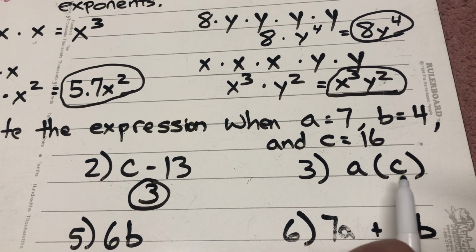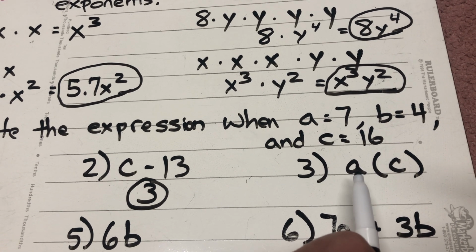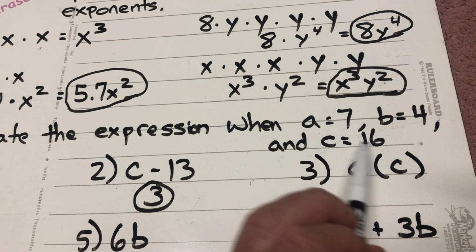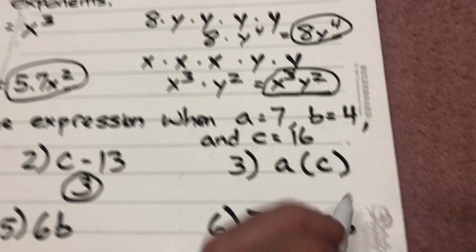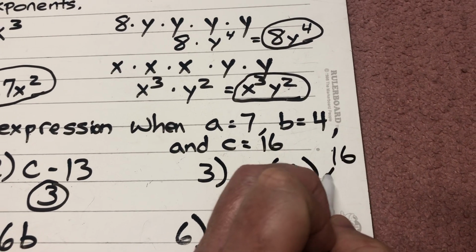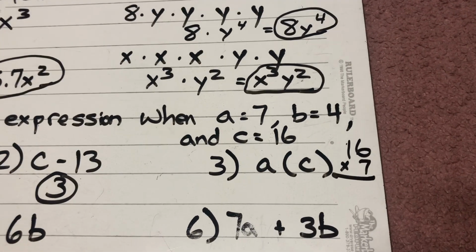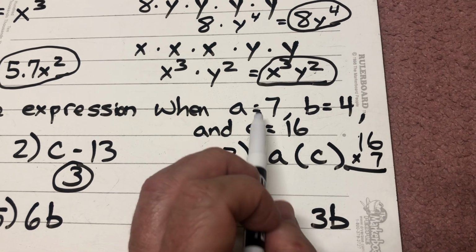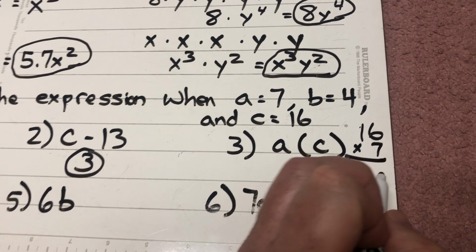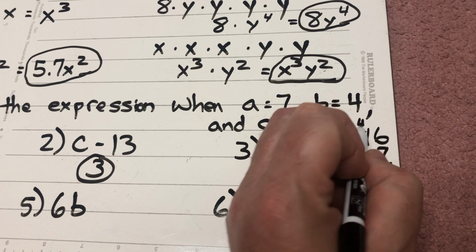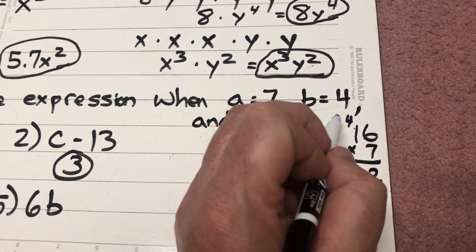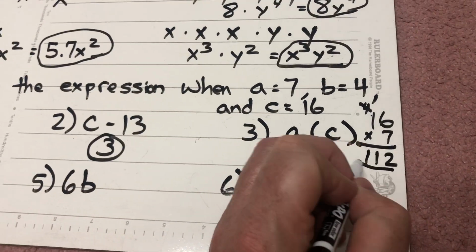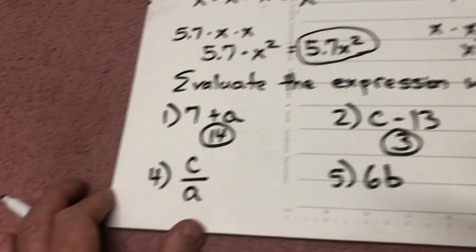A number right next to parentheses means multiplication, so this is a times c. Well, a equals 7, c equals 16. So off here to the side, I can just do 16 times 7 and figure out what that is. Because c is 16, a is 7, that's what it says right here. 7 times 6 is 42. Put the 2 down, carry the 4. 7 times 1 is 7, plus the 4 is 11. I get 112 as my final answer.